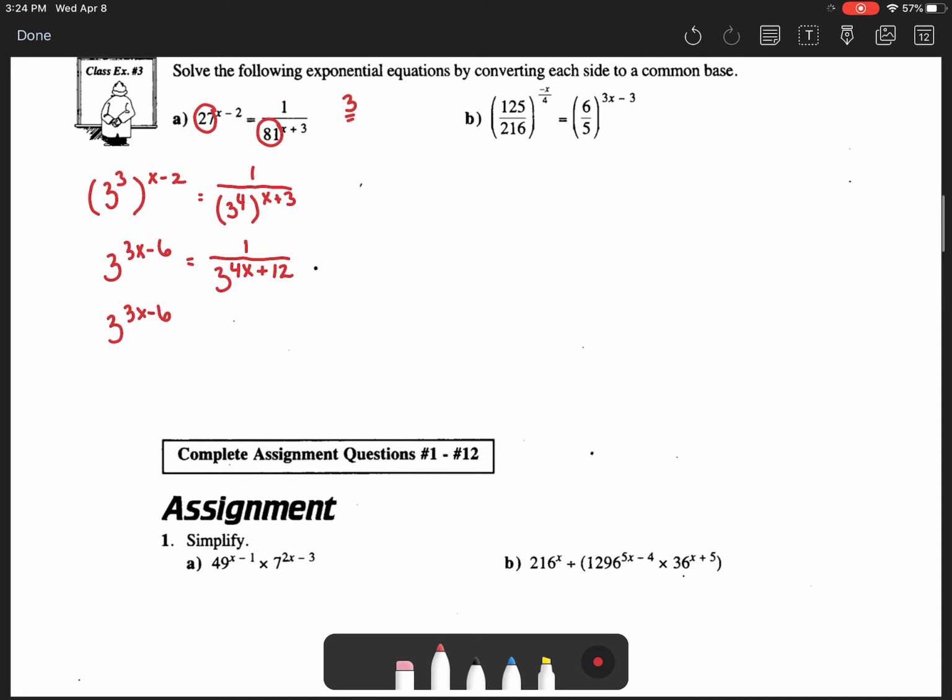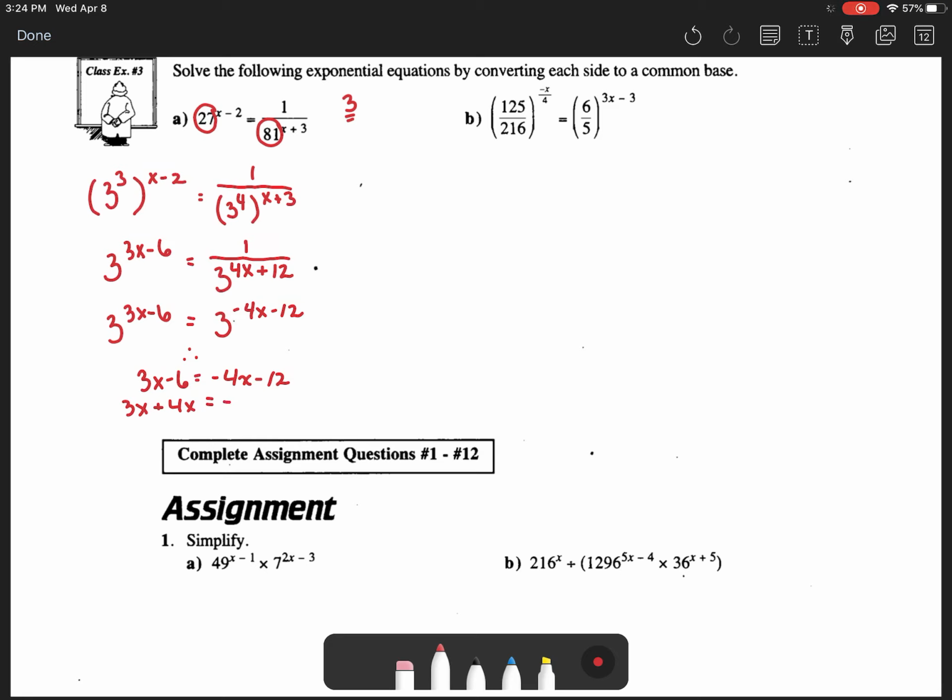Now remember, when we do that, I have to make the exponent negative. So when I do that, it's going to be negative 4x, right? I'm multiplying negative to the exponent, so it'll be negative 4x minus 12. It gets multiplied by both terms in the exponent there. So now I can clearly state, since I have common bases, that the 3x minus 6 equals negative 4x minus 12. Just equated the exponents.